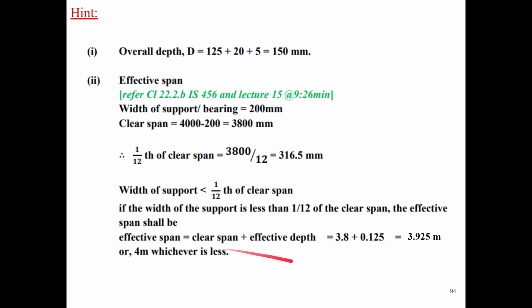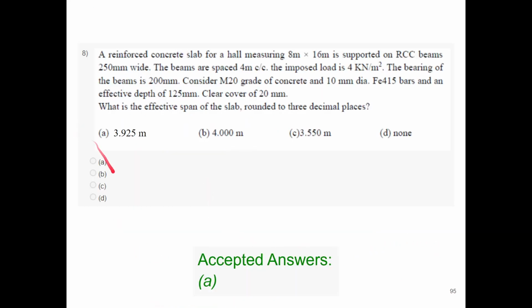That is already provided, and we always need to take the minimum. So the minimum of 3.925 or 4 is 3.925 itself. So A is the correct option. What is the effective span of the slab? It is 3.925 meter, rounded to 3 decimal places.